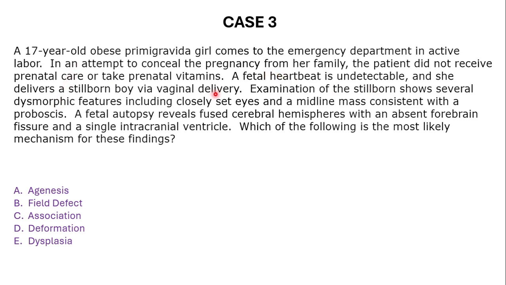So here, closely set eyes. All right, you're still not sure? Okay. Midline mass consistent with proboscis. Still not sure? Okay. Fused cerebral hemispheres. Still want to be more sure? Okay. Absent forebrain fissure. Not really sure. Okay. Single intracranial ventricle. He's basically giving you the case. Okay. This is holoprosencephaly. Which of the following is the most likely mechanism for these findings?